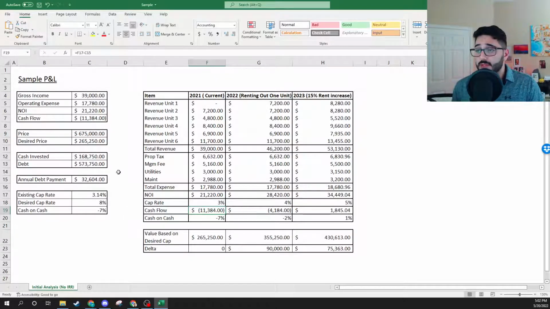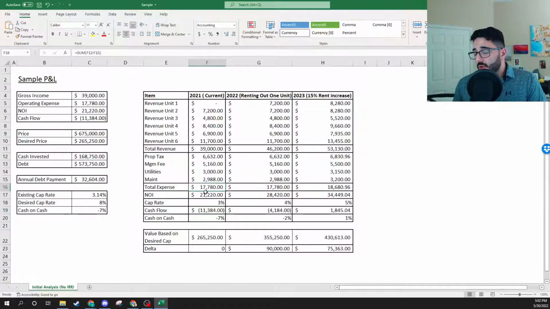which is expensive. This was potentially a property bought in mid 2021, when prices went up, but rents haven't caught up yet, or they're in contract. So if you do the total expenses and the NOI, I apologize, it's pretty low. And that's why if you divide 21,220 by 675,000, your cap rate is 3%.